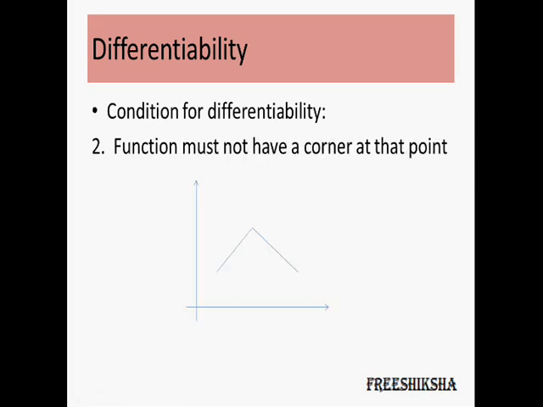The second condition is that the function must not have a corner at that point where you are calculating the differentiability. Consider this particular point, it has a corner here. So again the same thing comes up. This could be the tangent, this could be the tangent, or this could be the tangent. You can never be sure, and you cannot have a unique tangent at a corner point. So if something like this is happening, then the function is not differentiable at that point.